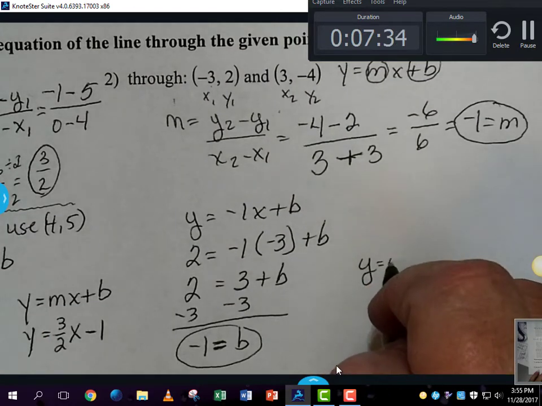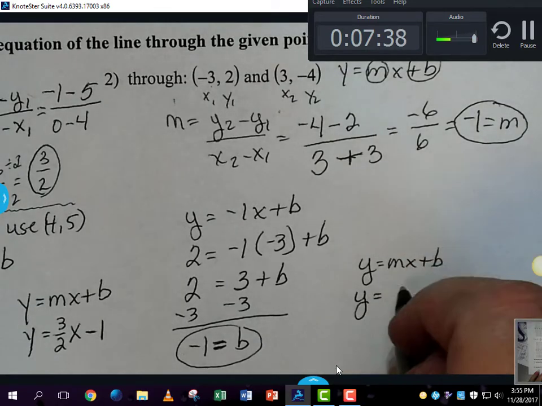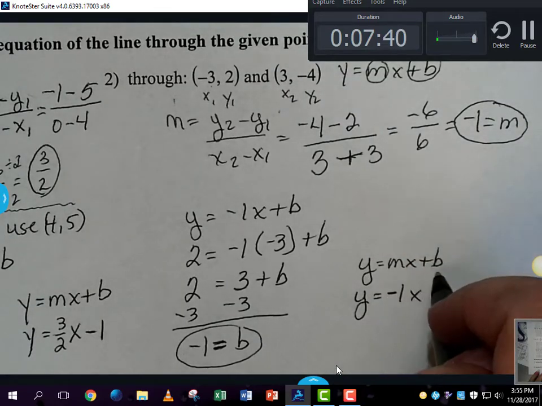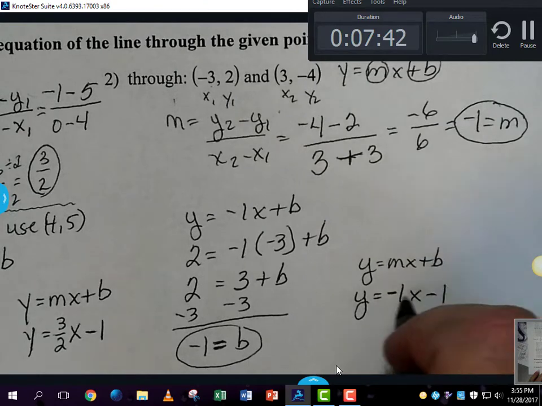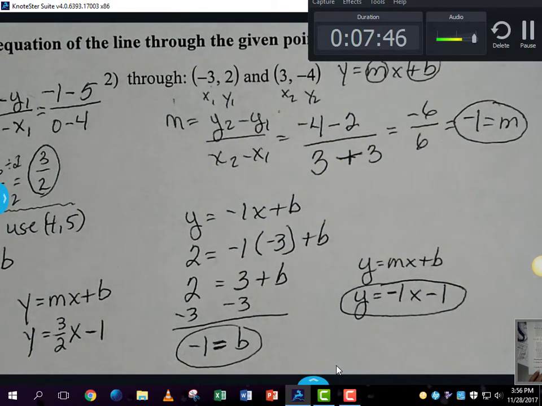I'm looking for y equals mx plus b. That's the slope-intercept form. I figured out that m was negative 1 and that b is negative 1. And there's the final answer, the equation for the line that we're coming up with.